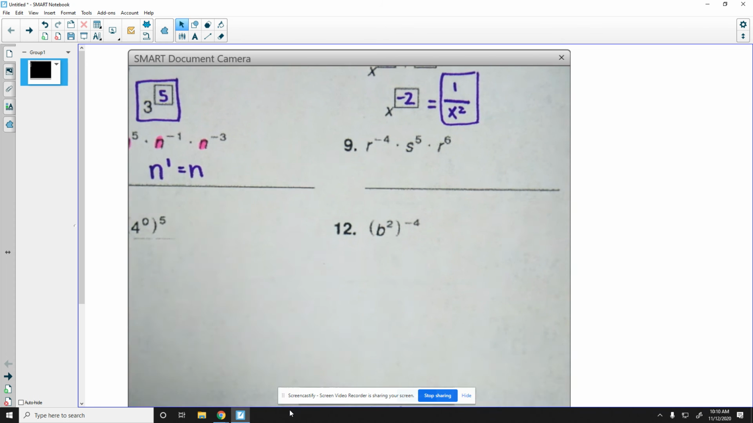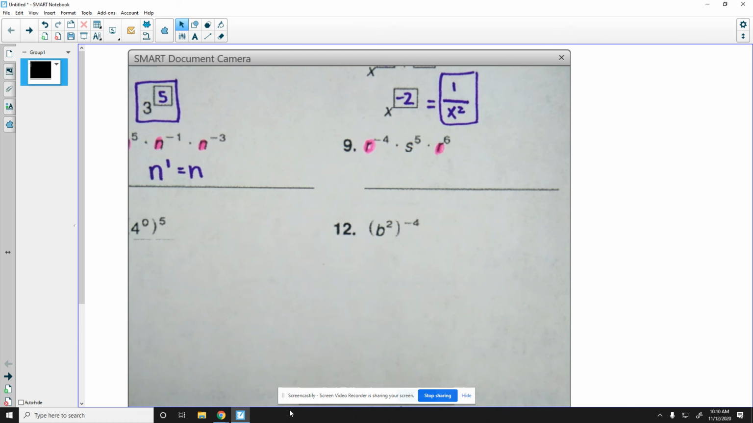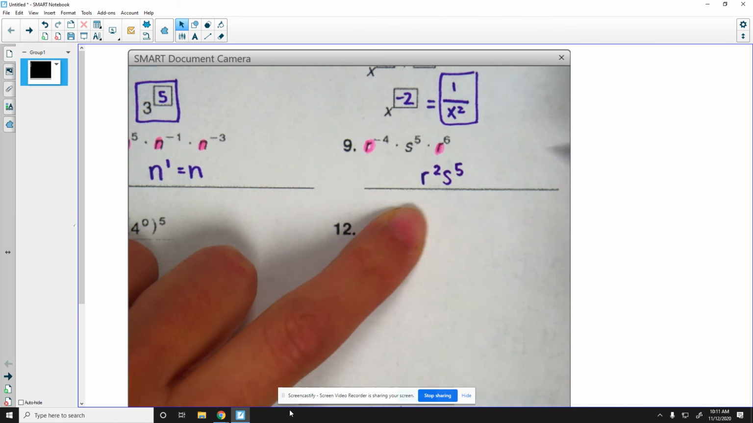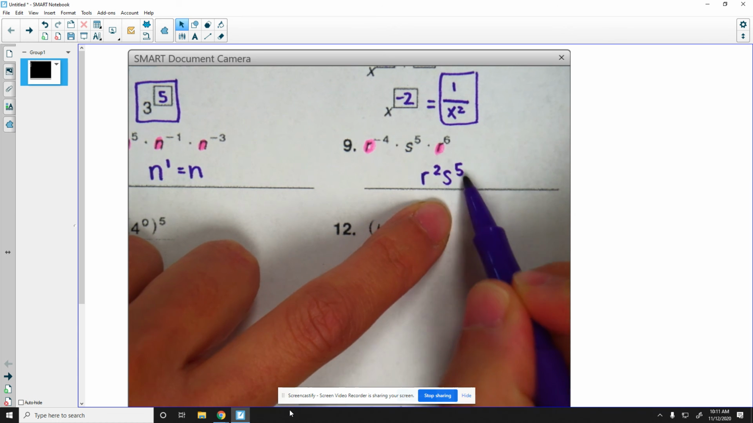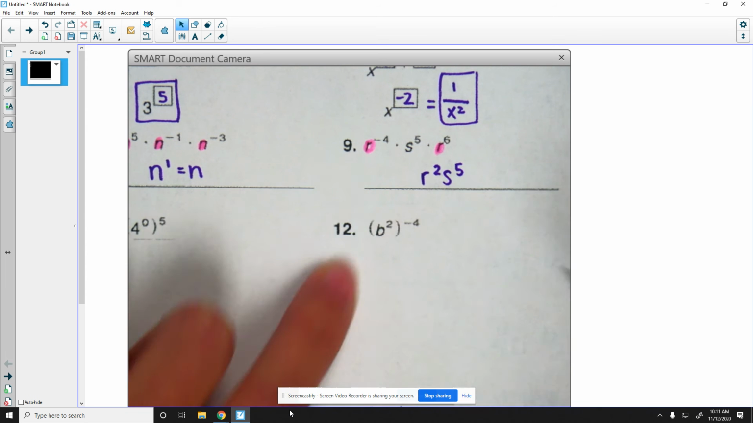So I have R's. Okay, so I have 2 R's I can combine. Does someone think they have this final answer? Ashlyn? R2 and 5. Oh, look, and you even wrote it in alphabetical order. Good job. So please try not to write S5, R2, because it's not in alphabetical order, right? So R to the second, S to the fifth. The S to the fifth stays the same. The R is -4 plus 6 is 2.